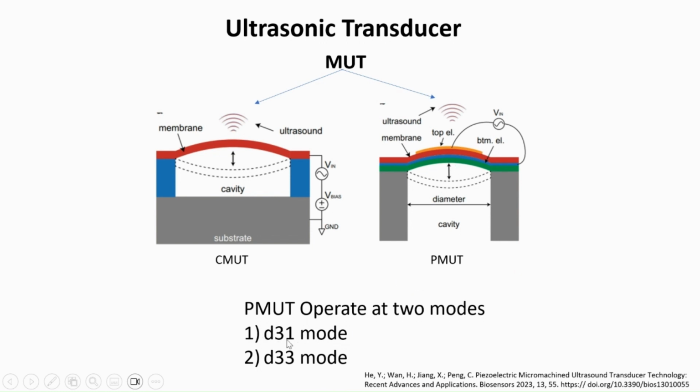So what is d31? It means that you are applying an electric field in the three direction. Three means the z direction, one means x, two means y. So if you apply an electric field in the three, that is the z direction, you will have a strain in the x direction. That is d31. In this PMUT that I've shown here, that is what is happening.